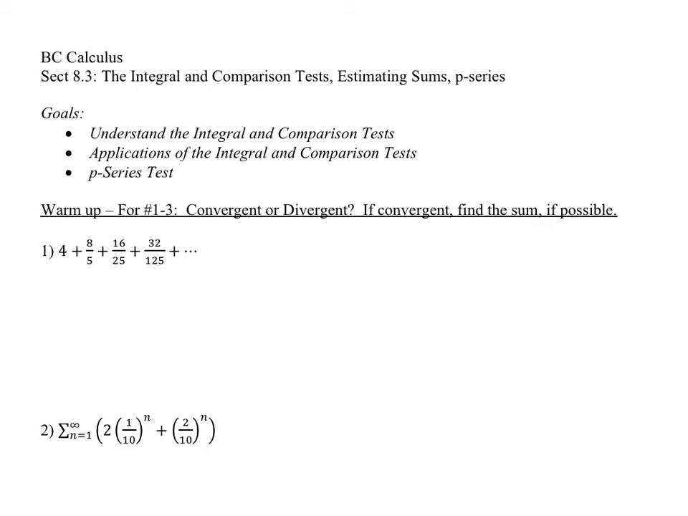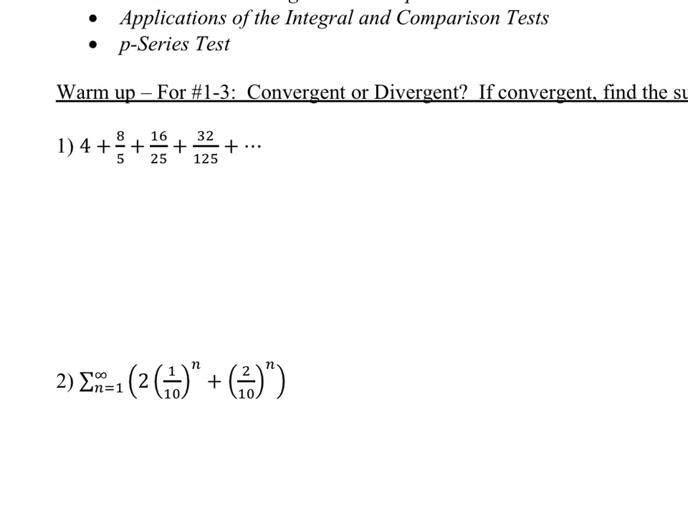So our task is to determine whether each of these series is either convergent or divergent. And if it's convergent, we're going to try to find the sum if we can. So this first one is going to appear to us to be a geometric series, and we have a as the first term, which is 4. And then remember, r is going to be what you multiply each of the terms by, that common ratio, which is going to be 2/5.